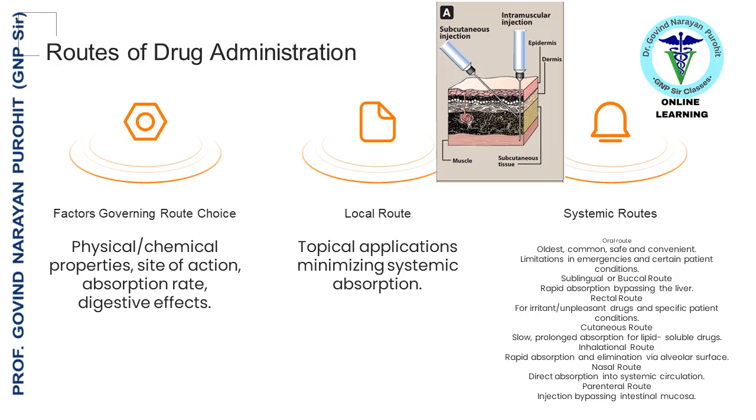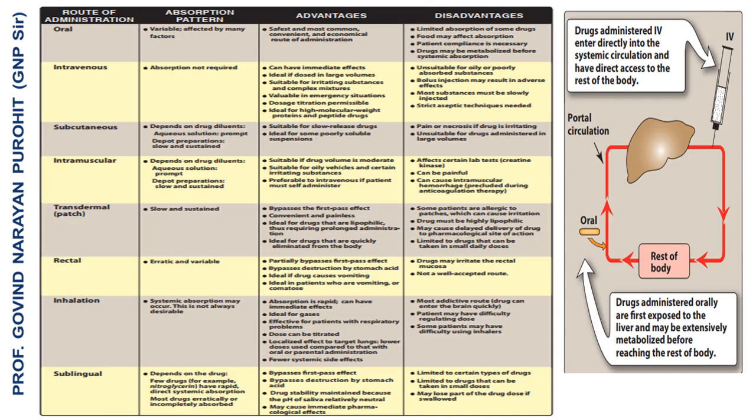The routes of drug administration vary from topical applications to oral and other systemic routes. The choice of the route of administration of a drug is governed by the physical and chemical properties of the drug, their absorption rates, the type of therapy needed. This chart shows the route of drug administration, absorption pattern, advantages, and disadvantages of the different routes of administration of drugs. Drugs administered intravenously enter directly into the systemic circulation and have direct access to the rest of the body, whereas drugs given by mouth first reach the liver and may be metabolized before reaching the rest of the body.